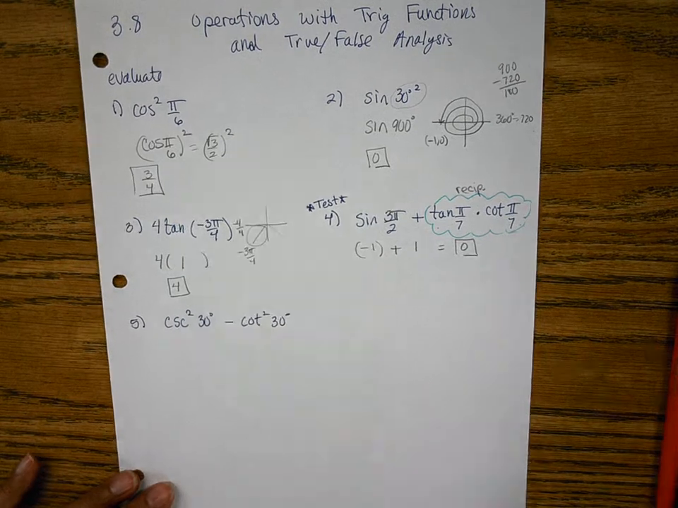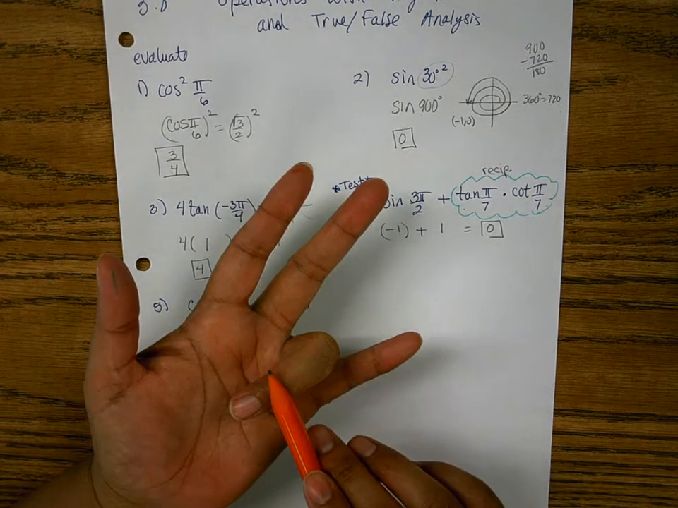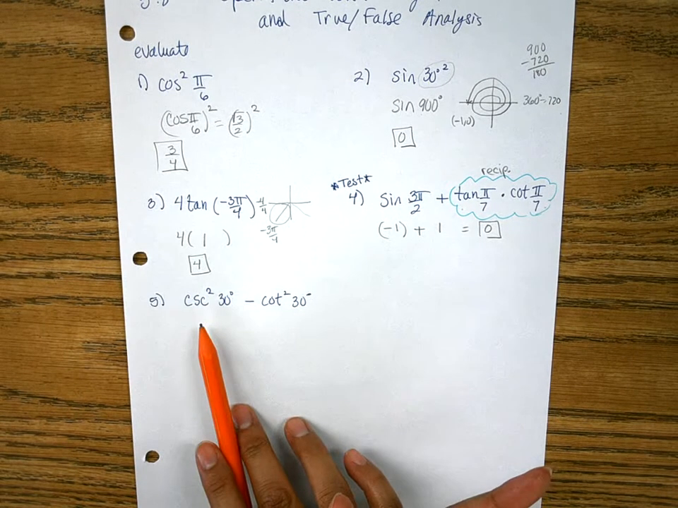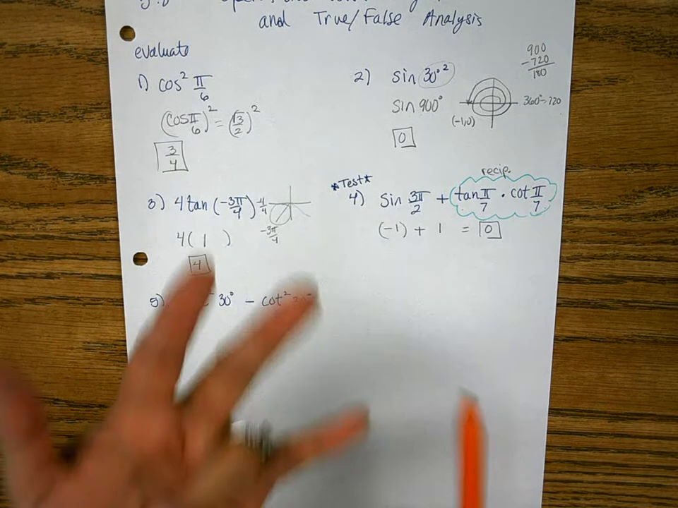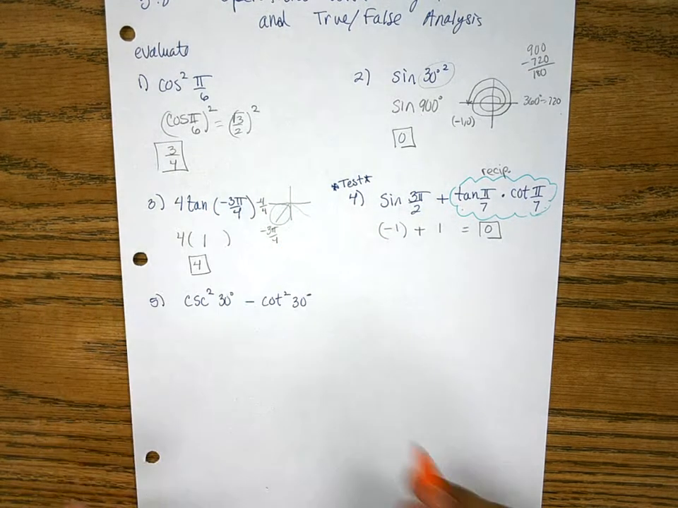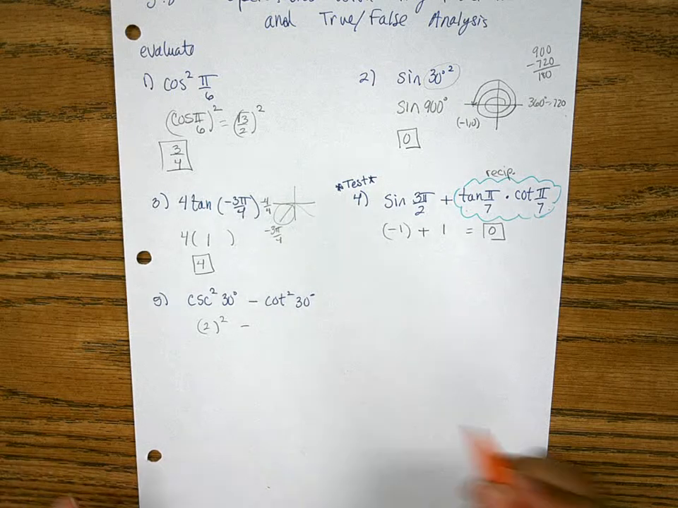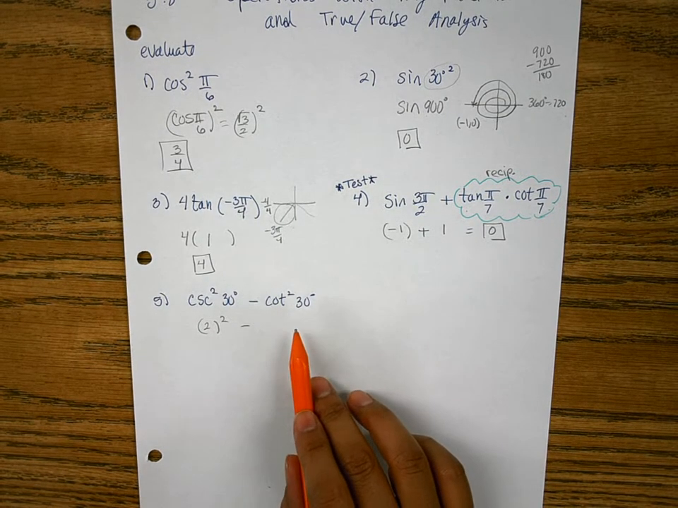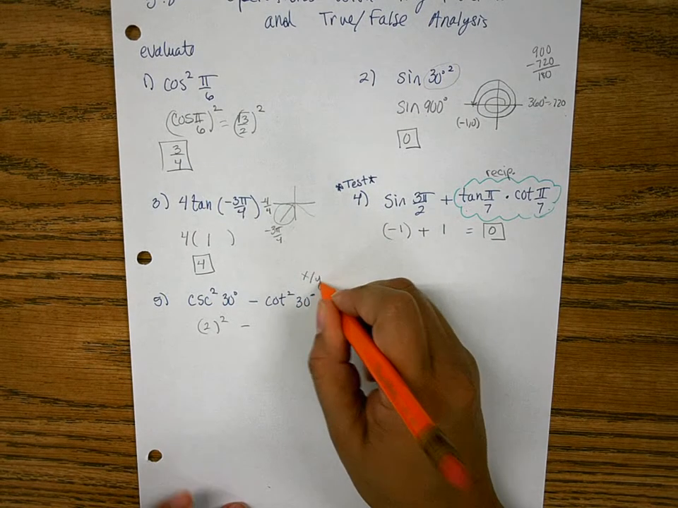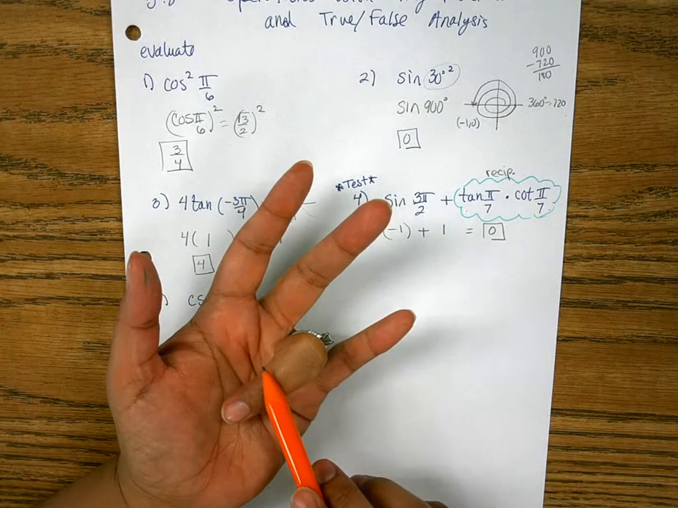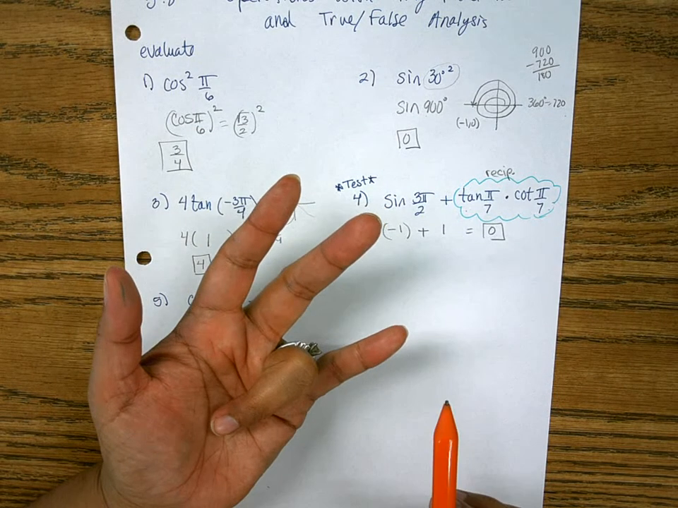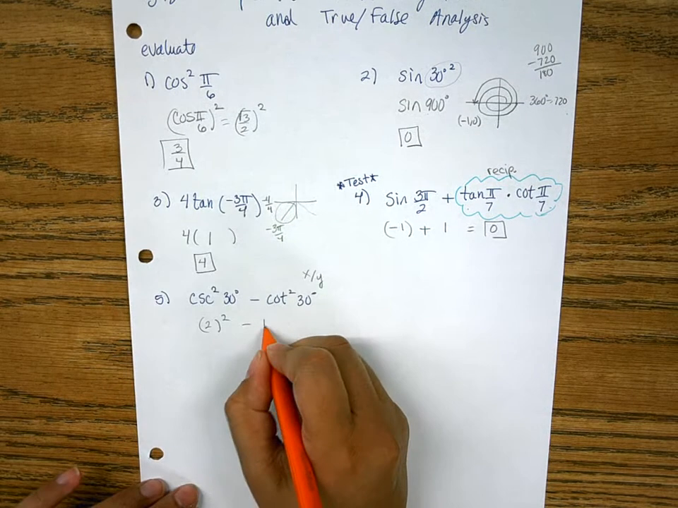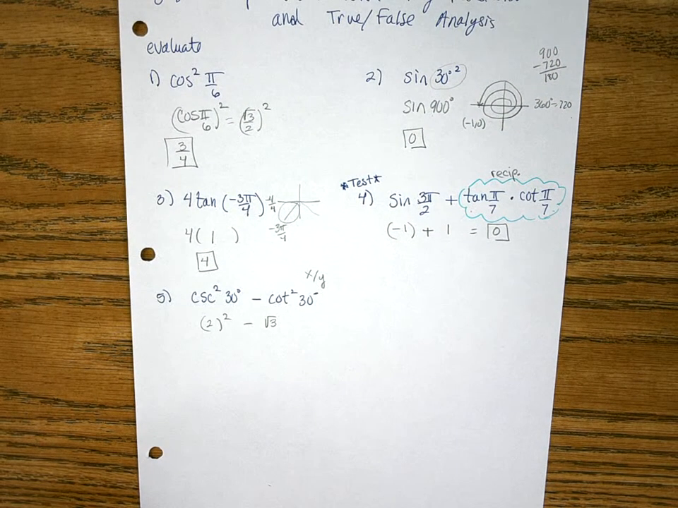Cosecant squared of 30 degrees minus cotangent squared of 30 degrees. Okay, this one's the 30 degrees. This is my comma. This is cosine. This is sine. Cosecant is the reciprocal of sine, so that is the 1/2. Reciprocal of 1/2 is 2. And then I'm going to square it. Take away. Cotangent's the reciprocal of tangent, so if tangent's y over x, cotangent is x over y. Same finger down. So it's going to be x over y, which is √3 over 1.